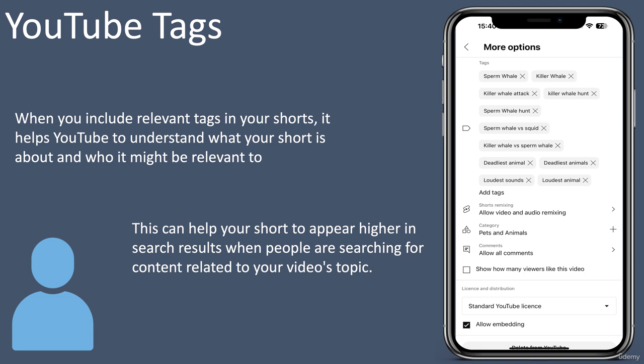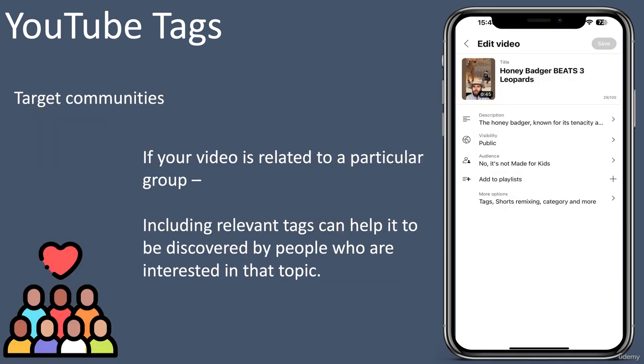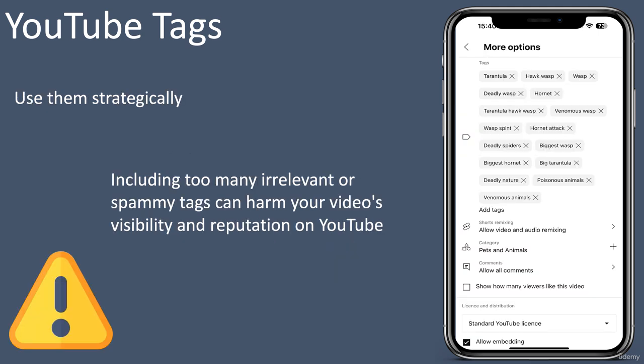For example, if your video is related to a particular niche or interest group, including relevant tags can help it to be discovered by people who are interested in that topic. It's important to note, while tags are an important aspect of discovery, they should be used strategically and not excessively. Including too many irrelevant or spammy tags can actually harm your video's visibility and reputation on YouTube.